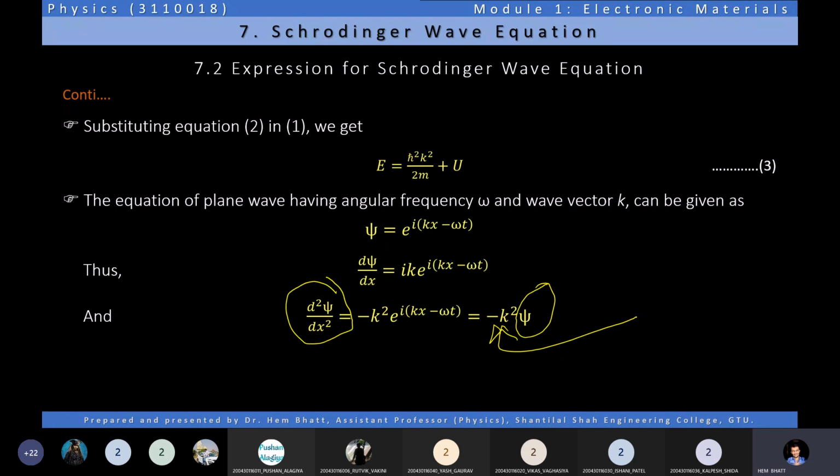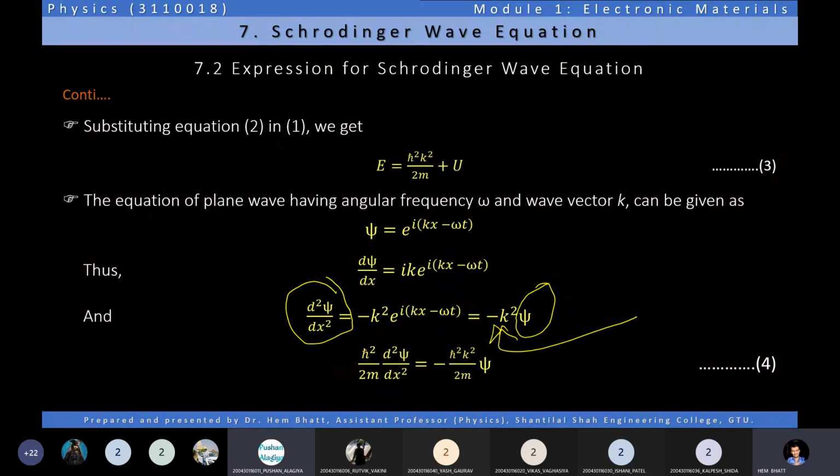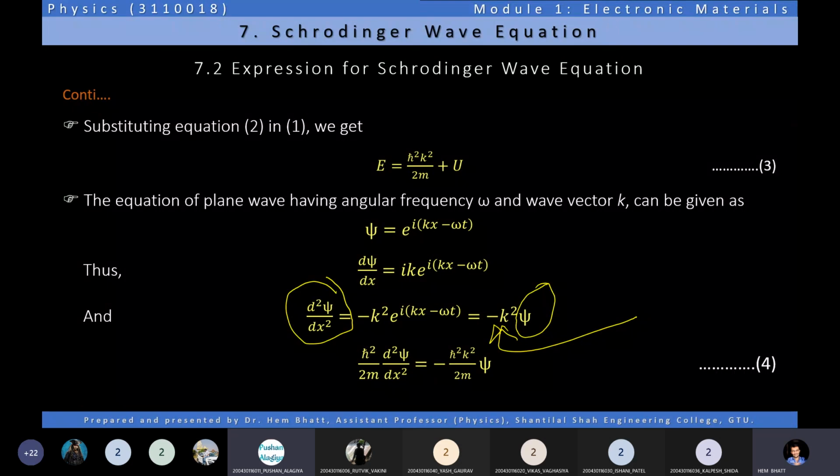Now I want to relate this with my third equation. So I multiply both sides with h cut squared by 2m. I haven't done anything big. Just the two sides are multiplied with h cut squared by 2m. Now tell me what to do next. What should we do next? Multiply psi in equation 3.